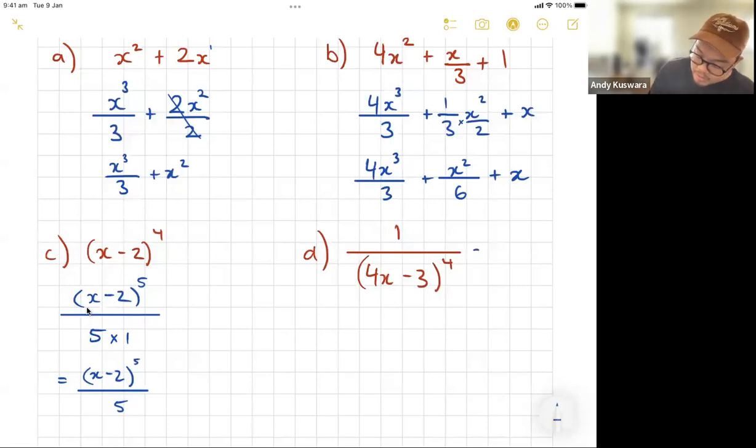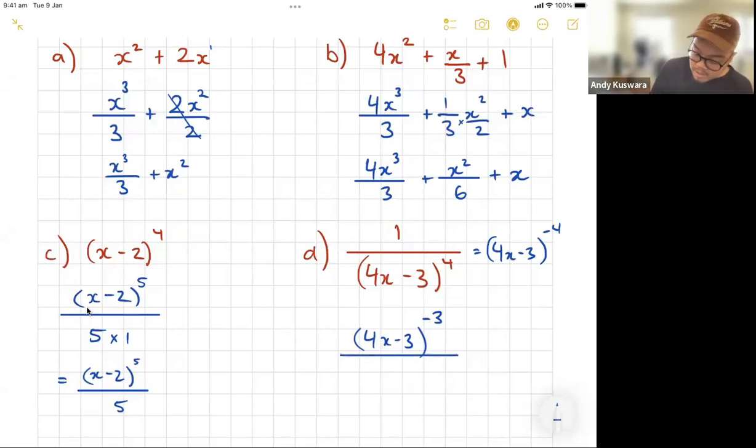Okay, same for this one here. I'm going to rewrite this first as 4x minus 3, and because it's 1 over, I know it's just a negative indice. Okay, so following the rule, let's add 1 to the power. So it becomes 4x minus 3, and that new power now becomes minus 4 plus 1, now becomes minus 3.